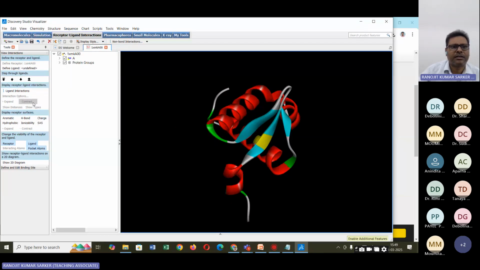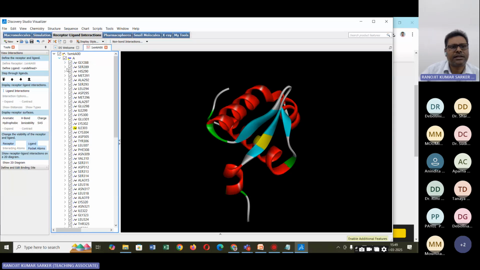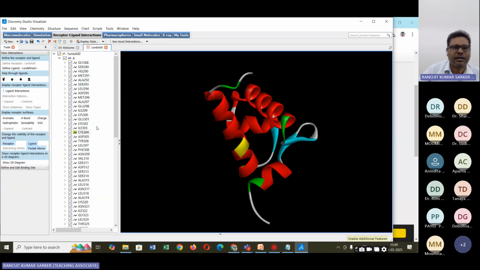If we view hierarchy, these are the chains. You can see these are the amino acids. See the marking, it has changed, right? These are amino acid number 301. You can see this one. In this way, you can see this one. Now it's clearly visible, right?